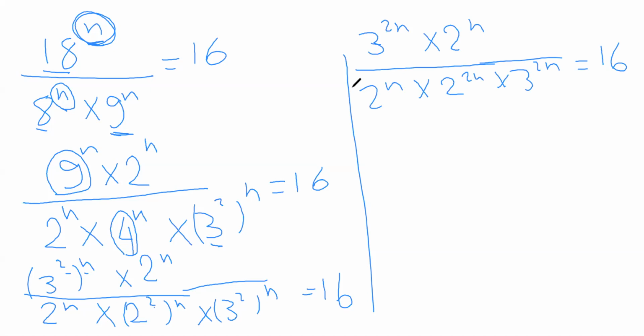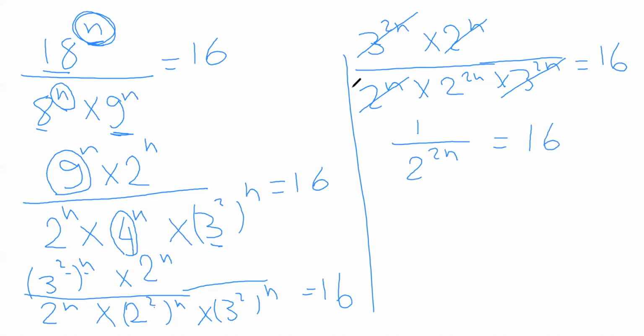2n, yes, 2n with 2n. With 3 power 2n, goes with 3 power 2n. So I have what? I have 1 over 2 power n, 2 power 2n. 1, don't forget 1, equal 16.